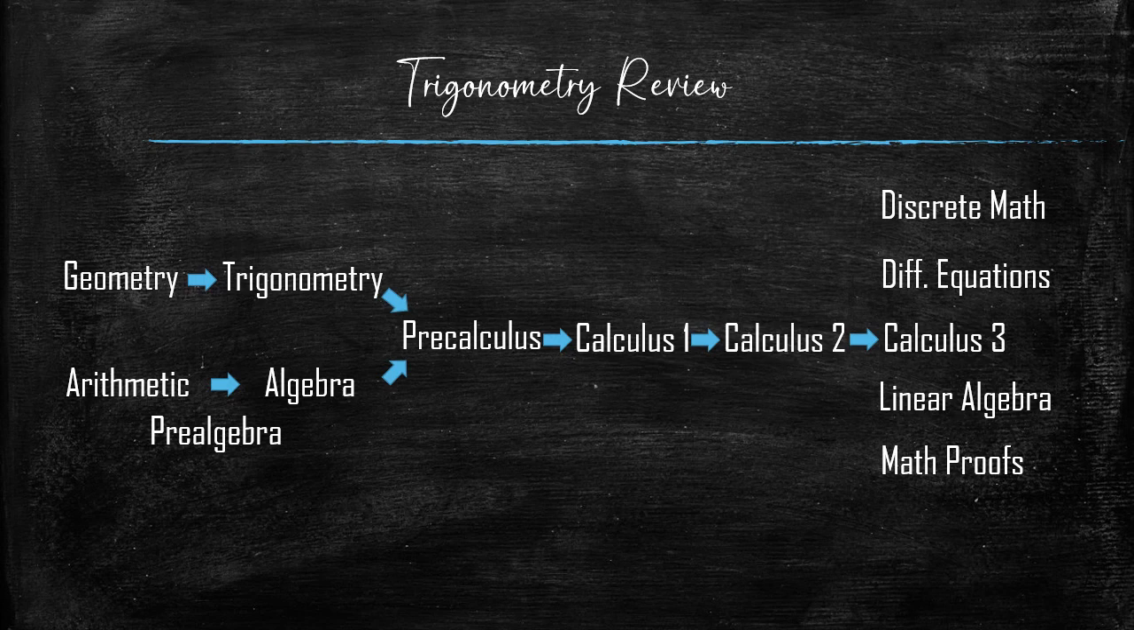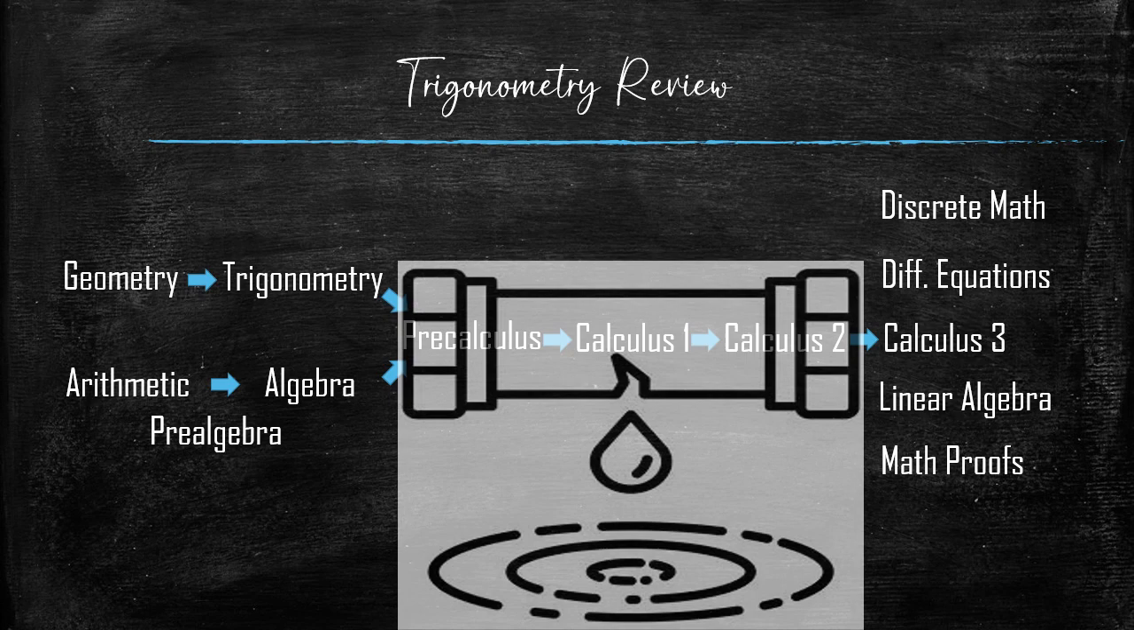And to answer the first question, let's take a look at this map that I presented to you in one of the earlier videos. Here we can see that a sequence of courses, precalculus, calculus 1, calculus 2, form what we can call a pipeline from the beginning of mathematics into what we can refer to as lower division math courses. And trigonometry sits right before precalculus on one of the two branches, the other one being algebra.